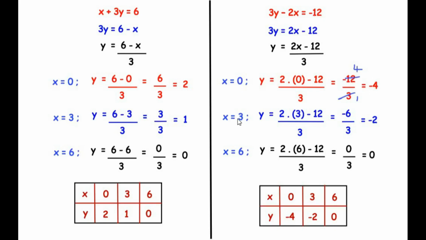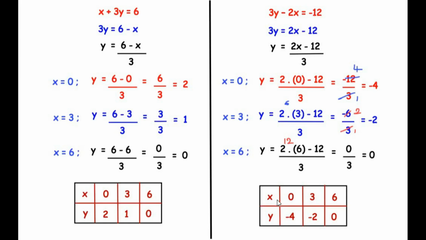Now when x equal to 3, we get y is equal to 2 times 3 minus 12 over 3. Now 2 times 3 is 6 and 6 minus 12 gives us minus 6 over 3. Now again 3 divides negative 6, that is 3 1 times is 3 and 3 negative 2 times is negative 6. So here when x is 3, y is negative 2. Now when x is 6, we get y is equal to 2 times 6 minus 12 over 3. Now 2 times 6 is 12, so 12 minus 12 gives us 0. So 0 over 3 gives us 0. So when x is 6, y is 0.